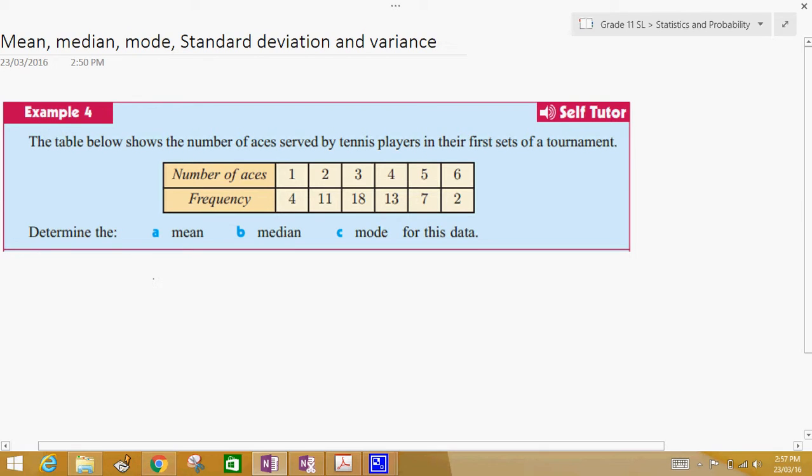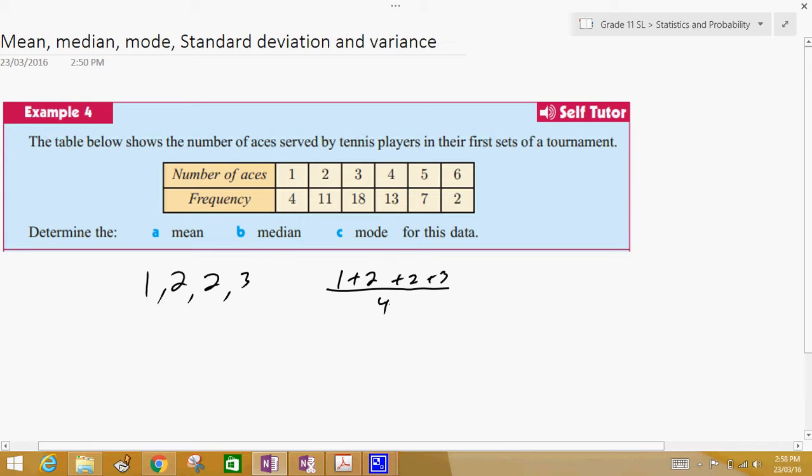The mean is the average. So if you had 1, 2, 2, 3, those are your numbers. Then the mean would be 1 plus 2 plus 2 plus 3 divided by how many numbers you have. So 4.